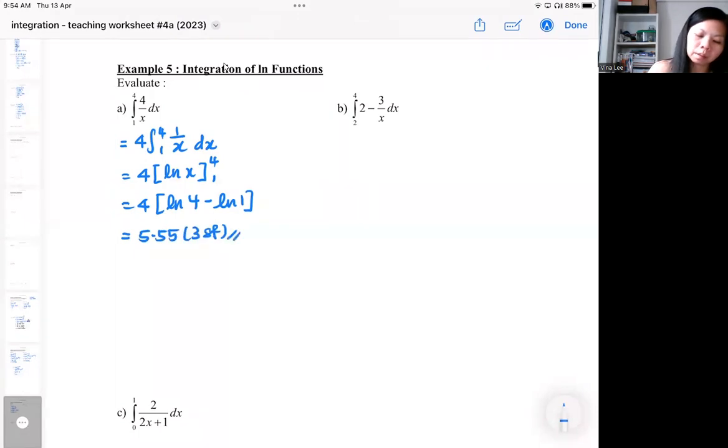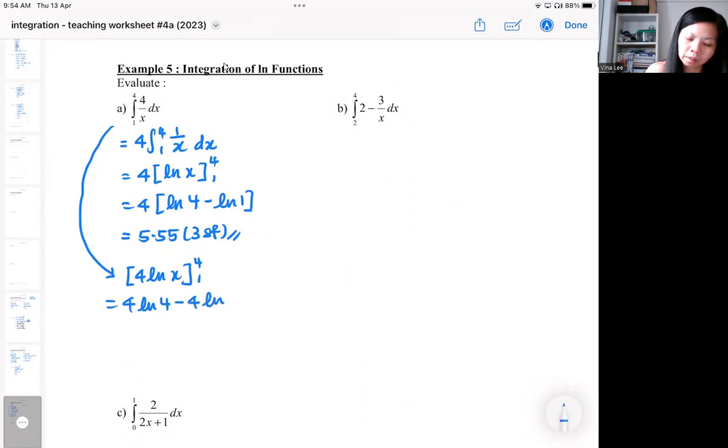Or some students, if they can tell directly, if by now you already can mentally integrate 4 over x is 4 ln x, you do a direct 4 ln x, and then you do your definite integral. You will still get the same answer. Okay, so either way will do. Okay, so the next one.